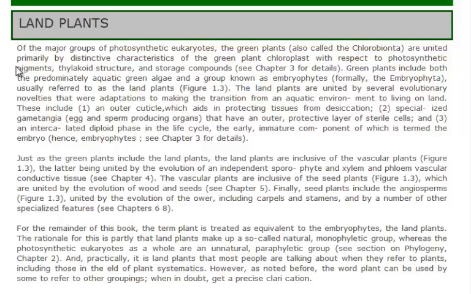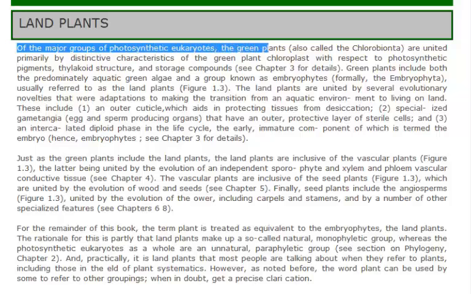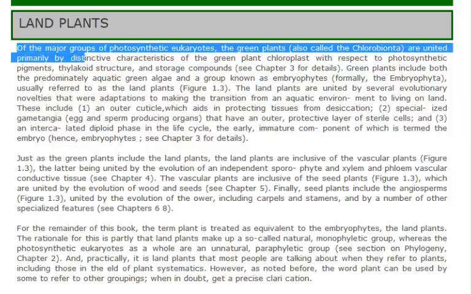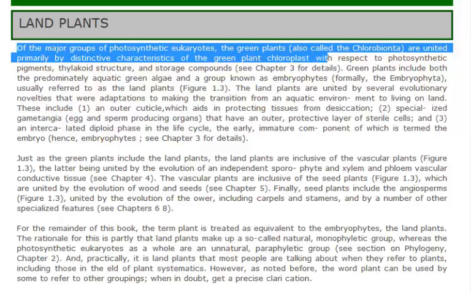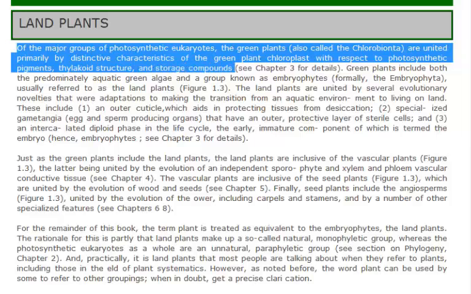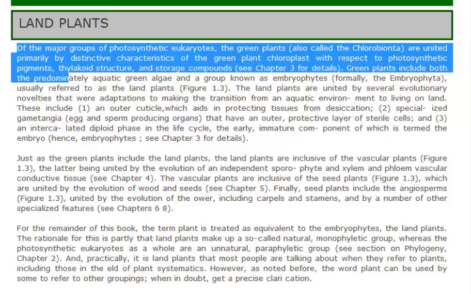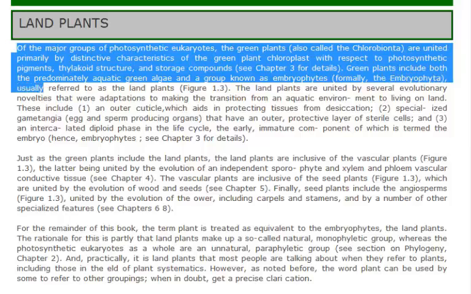Land plants. Of the major groups of photosynthetic eukaryotes, the green plants, also called Chlorobionta, are united primarily by distinctive characteristics of the green plant chloroplast with respect to the photosynthetic pigments, thylakoid structure, and storage compound. Green plants include both the predominantly aquatic green algae and a group known as embryophytes, usually referred to as the land plants.